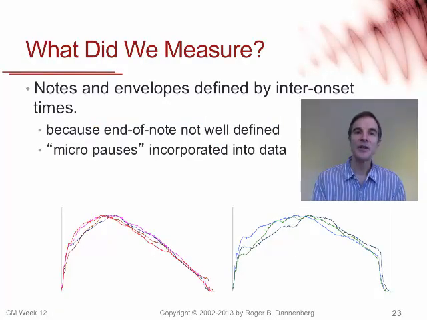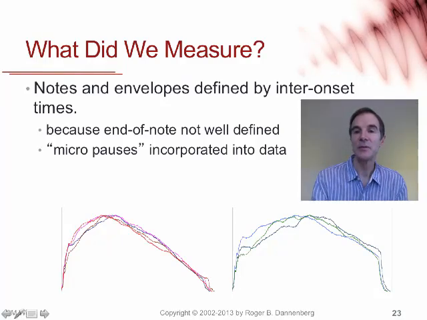And what did we measure? We measured envelopes from onset to onset. So in other words, the inter-onset times define the duration of the envelope, because we think these times are the most repeatable and well-defined. Here are some data at the bottom.